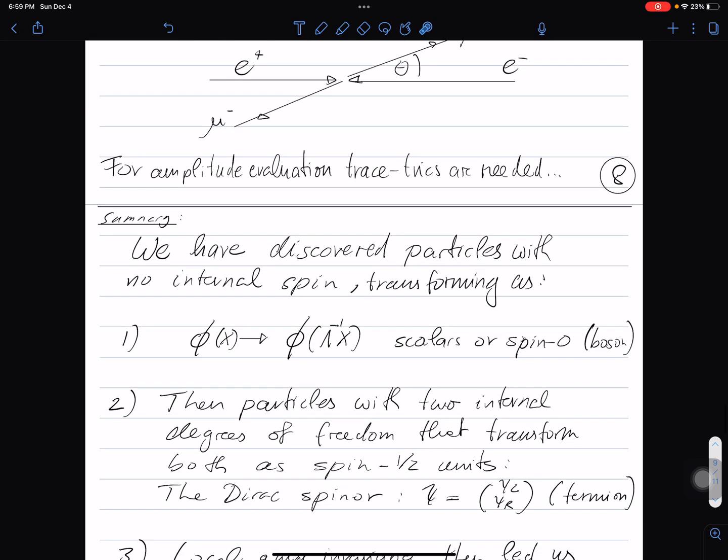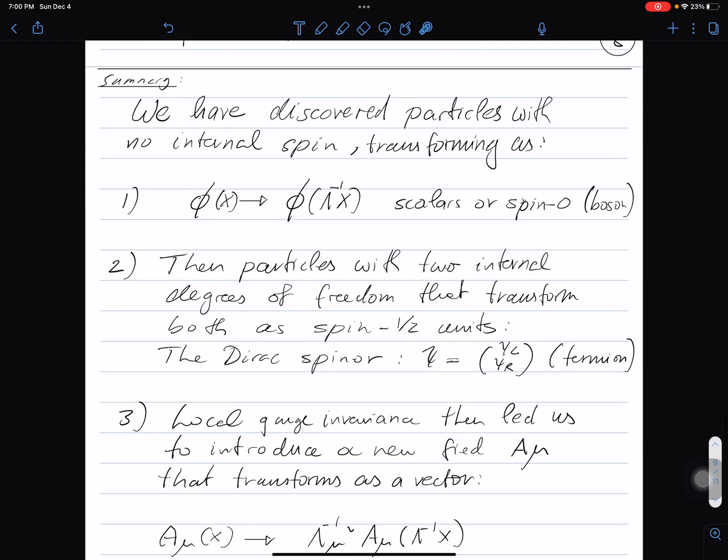Now let me summarize what we have learned and discovered so far. We looked at different types of spin particles. One type that we talked most about is spin zero particles. They don't have external indices, only the arguments transform under Lorentz transformations. They're called scalars or spin zero particles, and they're bosons. We follow the Boson statistics as we discussed.